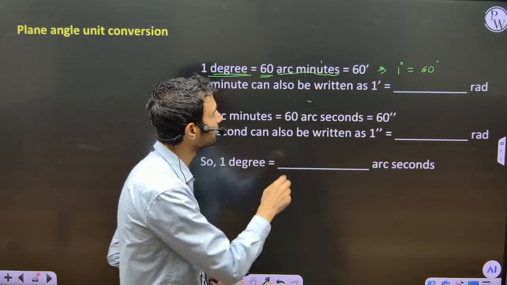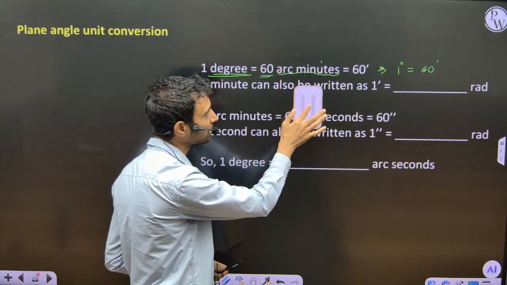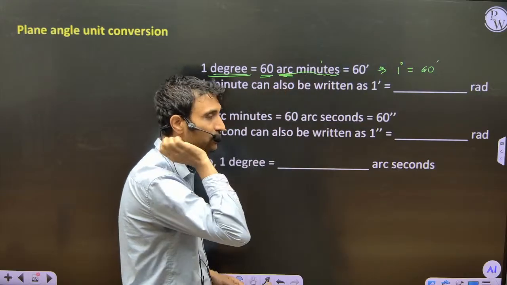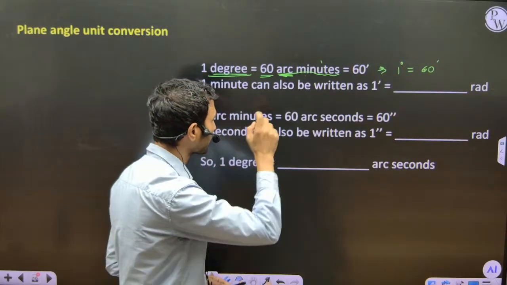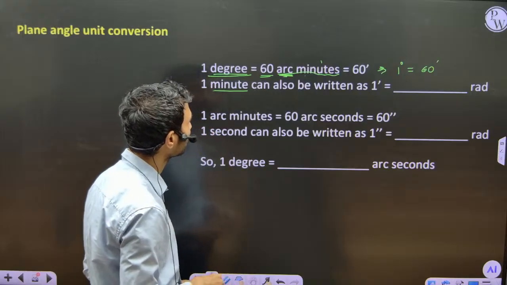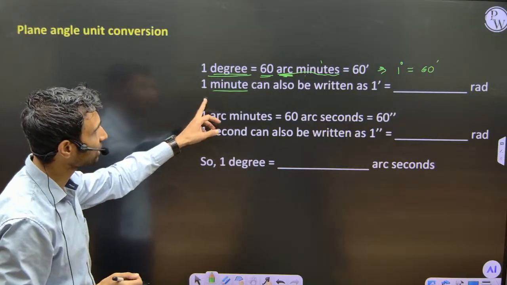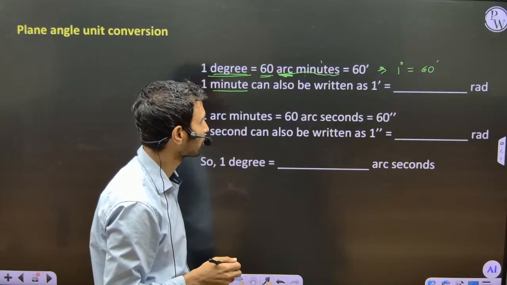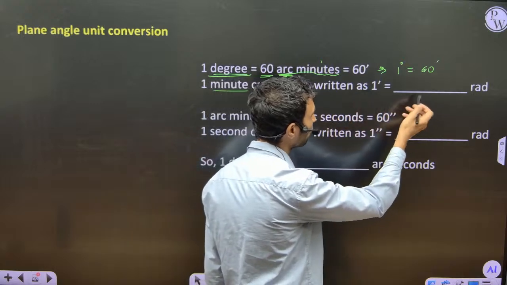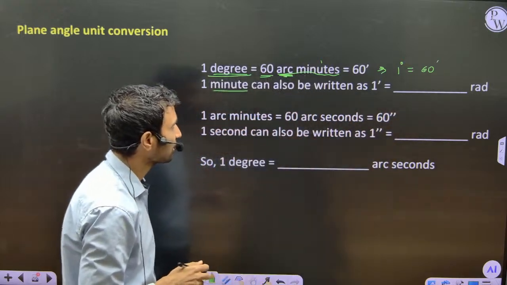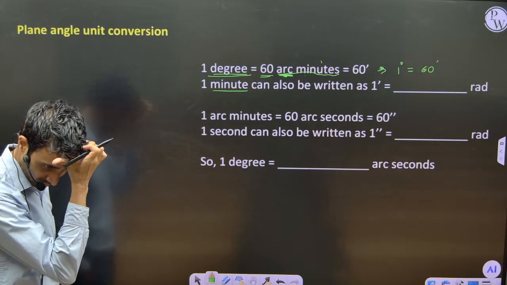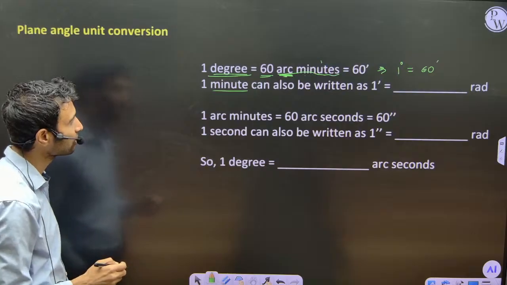I will not be repeating, and generally the books also don't repeat the word arc over and over again, even though it's supposed to be there, because minute is also a unit of time. It's actually arc minute, but in short, we'll just write it as minute. So keep that in mind. Now, 1 minute can also be written as how many radians? Let us see how we find out 1 minute is how many radians. You can also try to calculate it. It's a trivial problem.